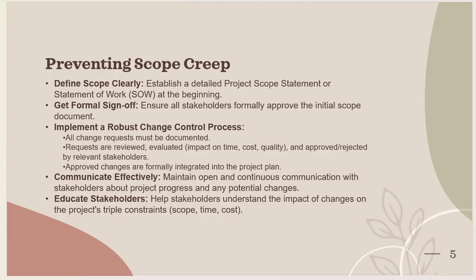So, define the scope clearly. Establish a detailed project scope statement or statement of work at the beginning. We should define the in-scope functionality, the out-of-scope functionality, what process we are going to build, and the as-is process. And then get the formal sign-off: ensure all the stakeholders formally approve the initial scope document.